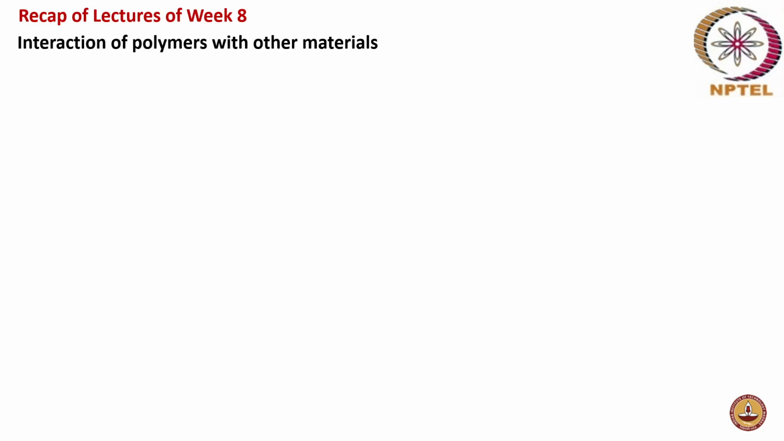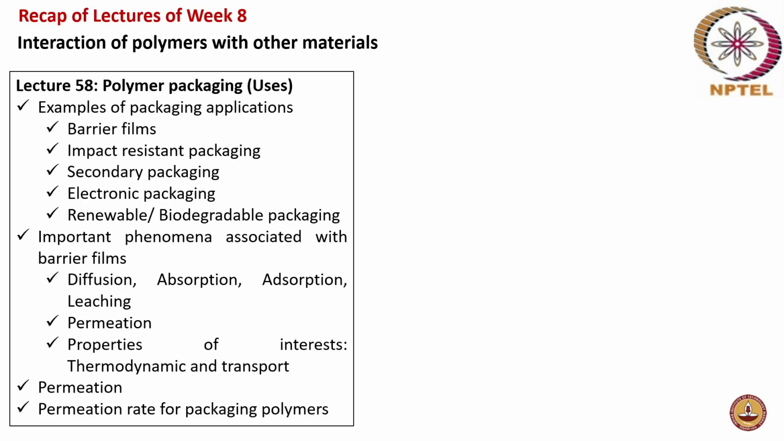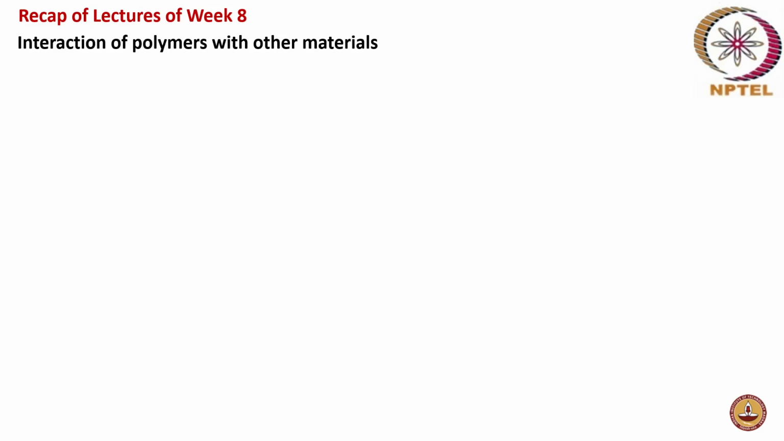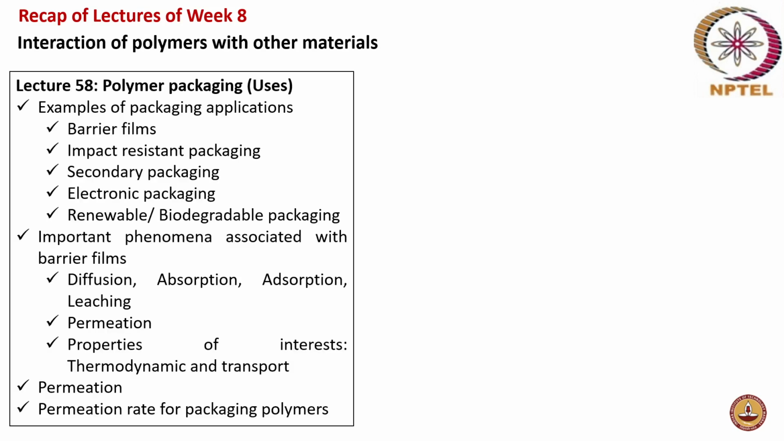And then there was a shift in topic in week 8 itself. So the discussion moved from viscoelasticity in polymers to interaction of polymers with other materials. Here, polymer packaging, so uses, like examples of packaging applications, like your barrier films. It can be an oxygen barrier or humidity barrier, and then impact resistant packaging, secondary packaging, electronic packaging, renewable and biodegradable packaging. So these were all discussed.